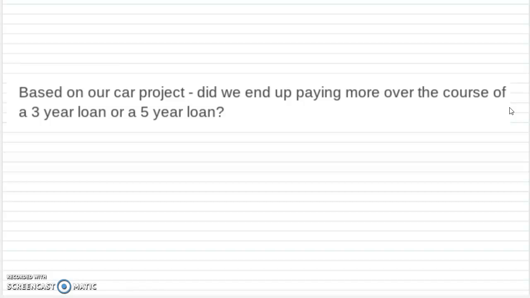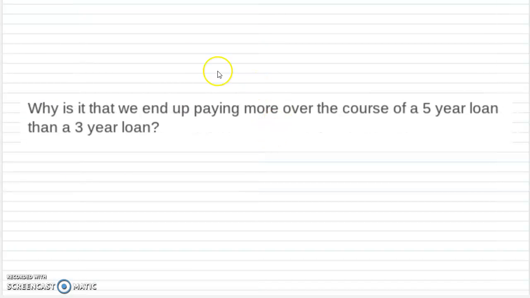I want you to think back and think about, did we pay more of the total cost over a 3-year loan or a 5-year loan? And the answer to that is going to be we paid more over the course of a 5-year loan. Next, I want you to think about why that might be. Why did we pay more over the course of a 5-year loan than a 3-year loan? And the reason that we pay more is because of interest. The longer you have to pay that loan, the more interest you're going to pay.